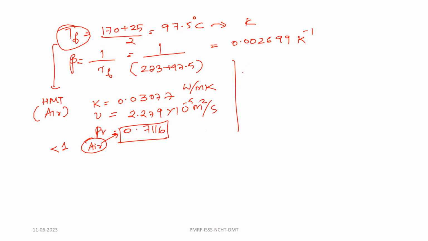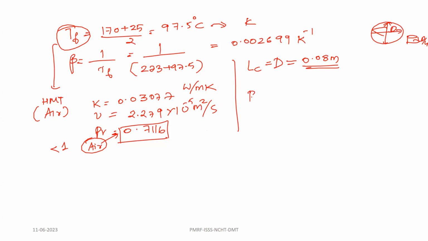And the characteristic length, since it's a spherical shape. So what is the characteristic length of a sphere? Characteristic length of a sphere is A by P, so that will simply be D. In case of a cylinder or a disk, we will take it to be D by 4, because it is pi D square by 4 pi D. So for the sphere, that will be 0.08 meter.